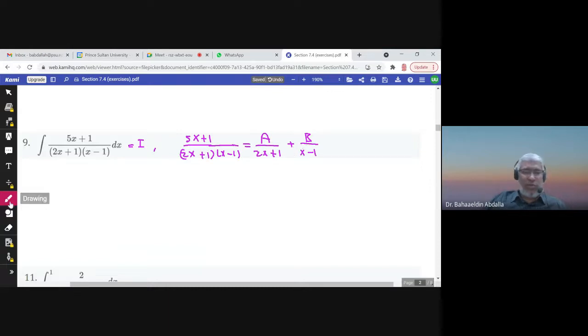Let me do it. All right. To find a, I cancel 2x plus 1 and replace x by negative half because that's the 0 of the denominator. 5 times negative half plus 1, that's negative 3 over 2, over negative half minus 1. That's also negative 3 over 2. So a is 1.